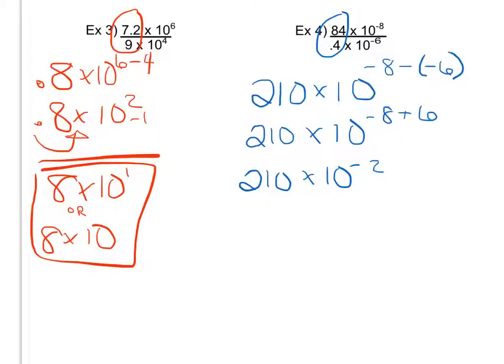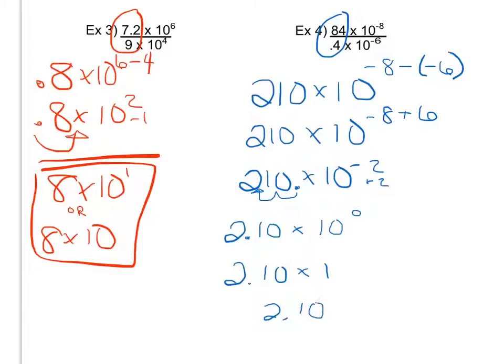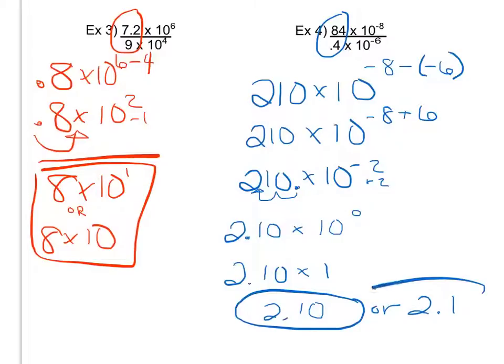Now, my decimal is always in the back if it's not written. So when I check to see if 210 is in scientific notation, I realize it's not because it's not between 1 and 10. I would need to move my decimal 2 times to be between the 2 and the 1 to be a number between 1 and 10. Well, if I move my decimal forward twice, I have to add 2 here. That gives me times 10 to the 0. Well, we know that anything raised to the 0 is 1. So my final answer is 2.10 times 1. Anything times 1 is itself, so just 2.10 or 2.1, because the 0 at the very end isn't necessary.